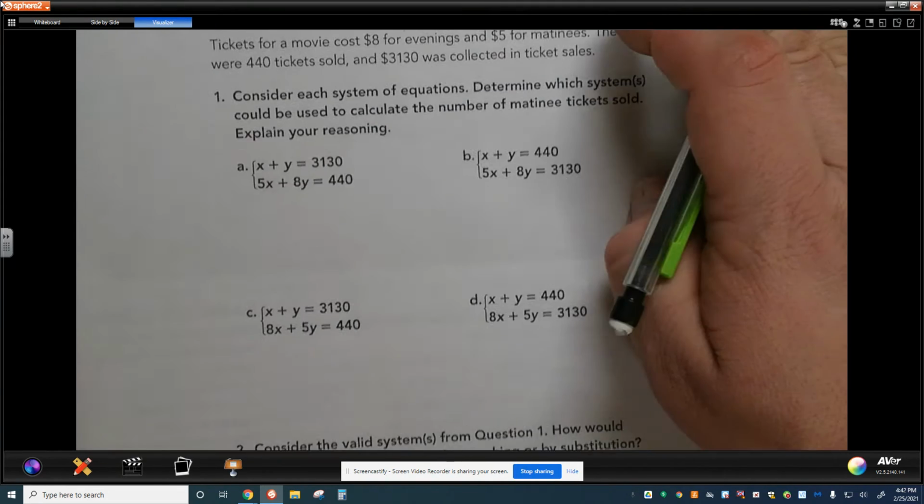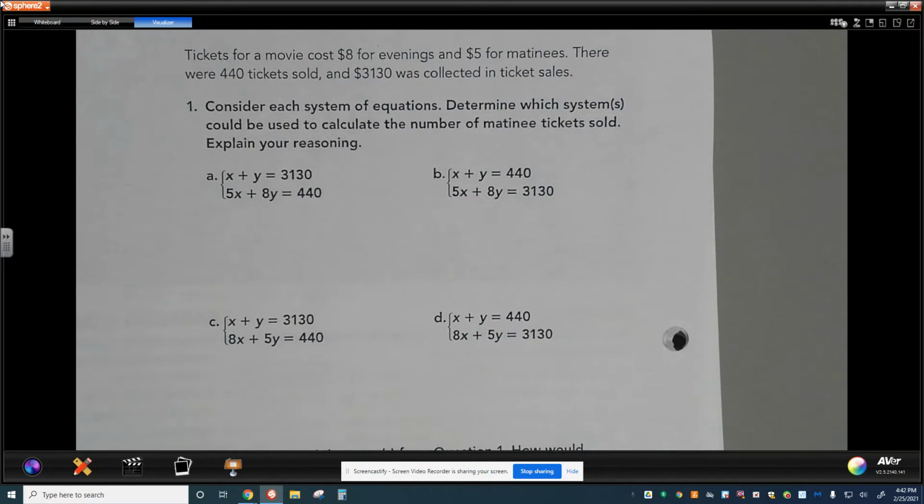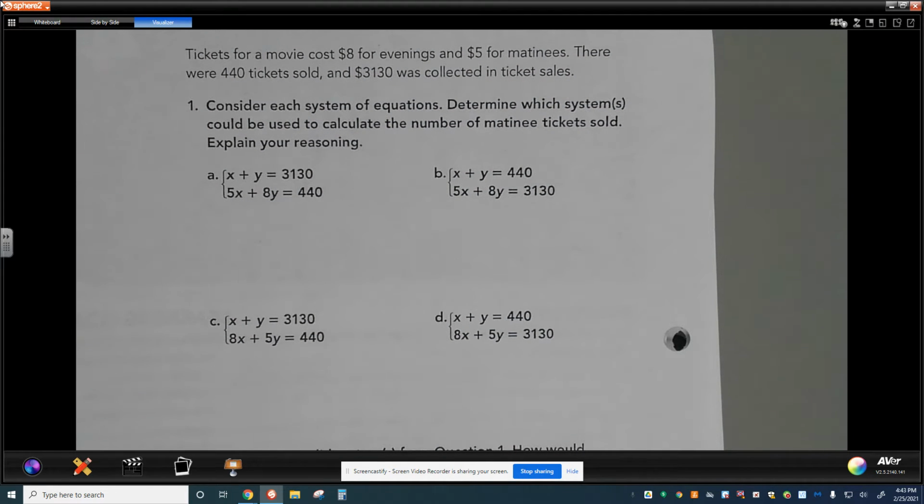In this next problem, we see a situation where the movie tickets at a certain theater cost $8 for evening shows and $5 for matinees. There were a total of 440 tickets sold and $3,130 collected in ticket sales. When we consider each system, we need to determine which system or systems could be used to calculate the number of matinee tickets sold. Explain your reasoning.